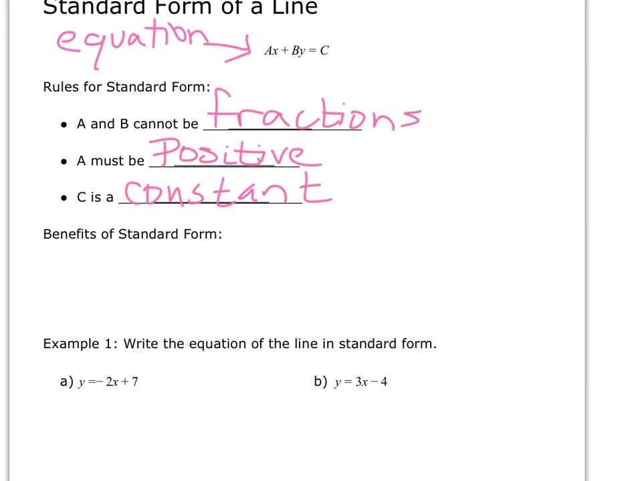All right, some benefits of standard form. So yesterday we saw slope-intercept form was really nice because we can find where it begins, and then we just have to count up and over to get to the next point, right? Or down and back, or down and over, or up and back, right? So we could use the slope and the y-intercept to graph the line. Here, the benefit of standard form is it's really easy to find the x and y intercepts.